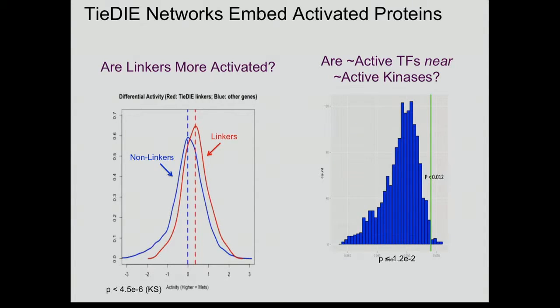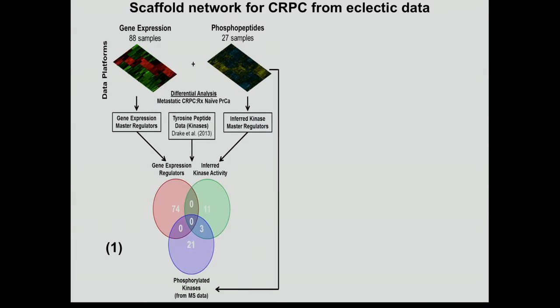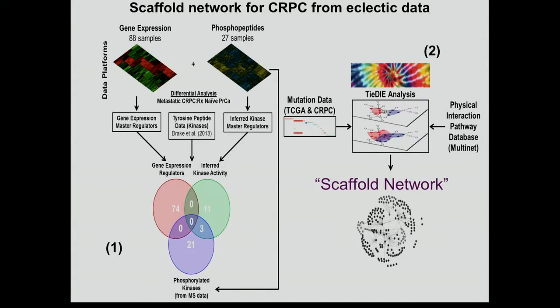If you run it many times with permutations, or compare it to a background set, then we're seeing a subtle enrichment here, which is also good news. Okay, so our idea is, since the proteomics data seems to relate to the expression data, we can try to build an overall network from all this data using tie-dye again, where we give it mutations, expression, and proteomics, and build what we call the scaffold network for metastatic prostate cancer.